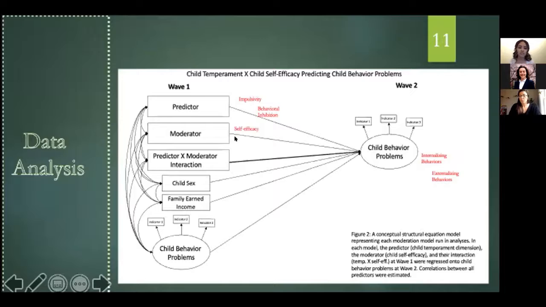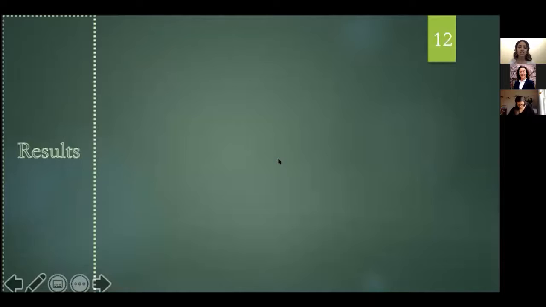So this is self-efficacy. And as you can see, this line here is bolded. It's basically the interaction we were looking at, and the bolded line just means that we expected the interaction to be significant. Looking at results, our results failed to support self-efficacy as moderator of the association between impulsivity and internalizing behaviors, and the associations between behavioral inhibition and internalizing and externalizing behaviors.